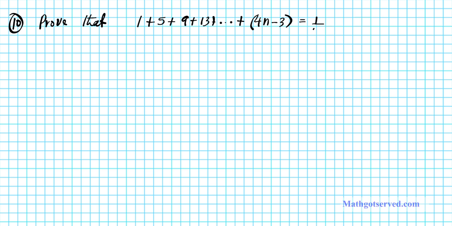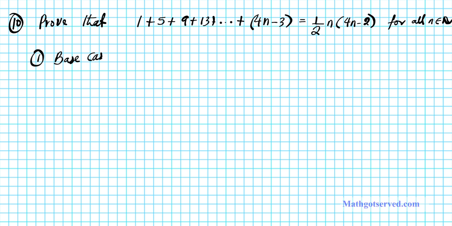For question number 10, we want to prove that 1 plus 5 plus 9 plus 13 plus ... plus 4n minus 3 is equal to 1/2 n times 4n minus 2 for all n in the set of natural numbers. That's what we're going to prove. To get started, let's start with part 1, which is the base case.